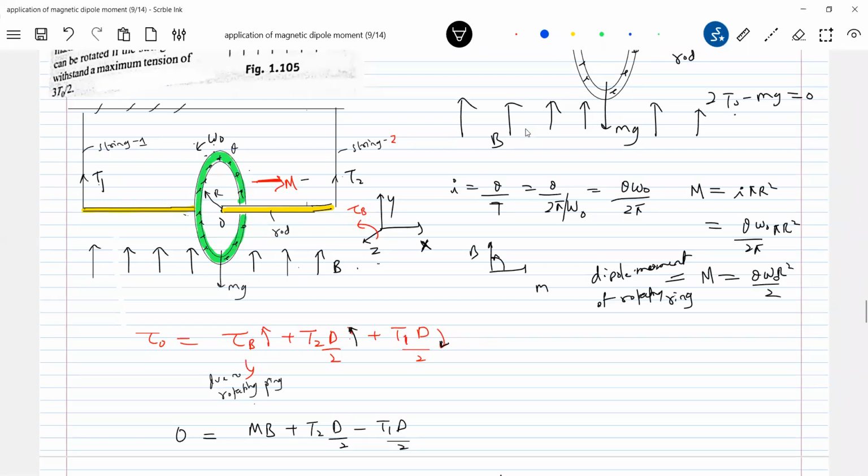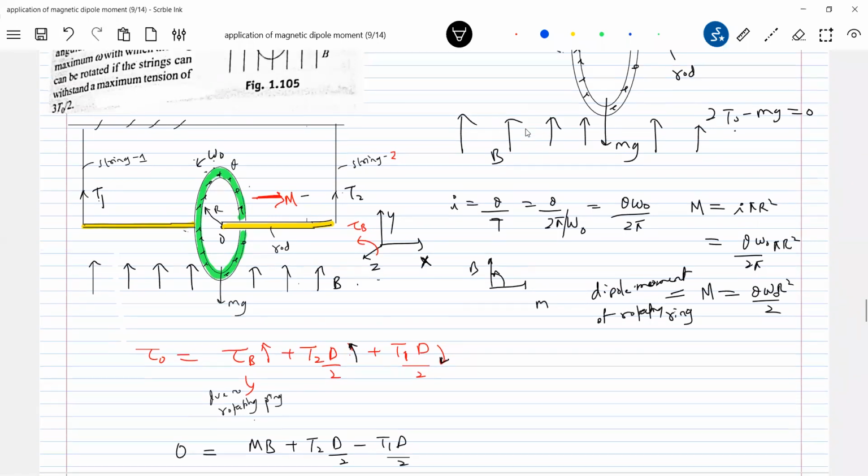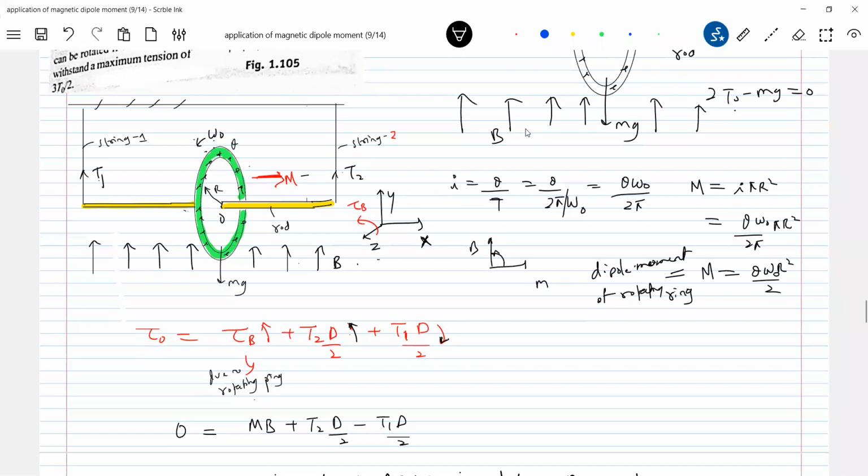But what is it telling? The strings can withstand a maximum tension of 3T naught by 2. So one more equation I'll write for vertical equilibrium: T1 plus T2 minus mg equals 0.